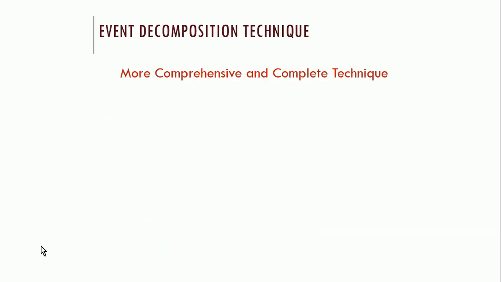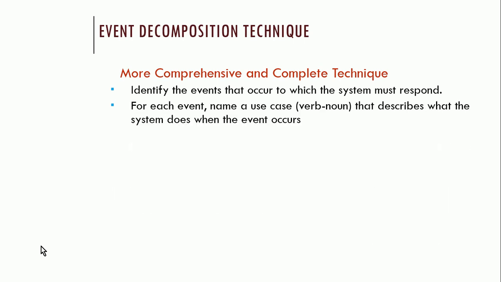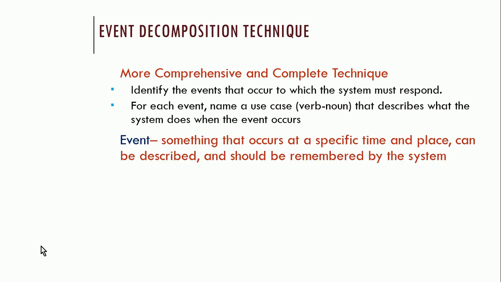So pretty straightforward. The event decomposition technique is a little more comprehensive and a little more complete. It identifies events that occur to which the system must respond, and for each event, we name a use case with a verb-noun phrase that describes what the system must do when that event occurs. An event is something that occurs at a specific time and place, can be described, and should be remembered by the system, which is the important part.